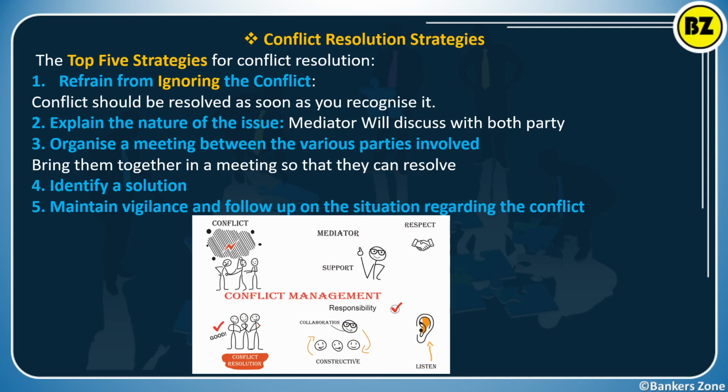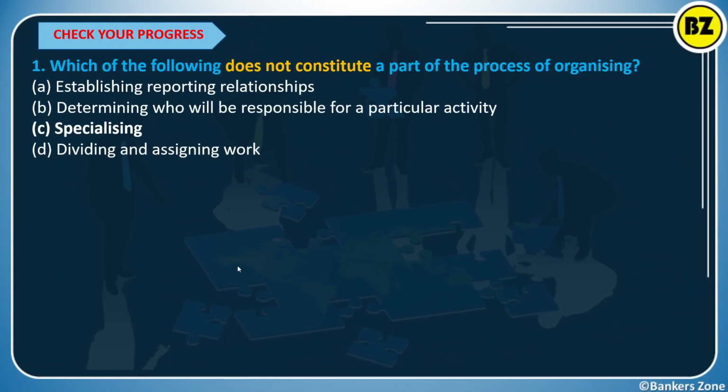Okay, so these are the 5 stages you cannot ignore. You have to understand, explain the nature of the issue, organize the meeting, identify the solution, and be vigilant and take the follow-up. So these are the 5 strategies you have to implement for conflict resolution. Now, at the last, we will see some one-liner MCQs or the check your progress from the book.